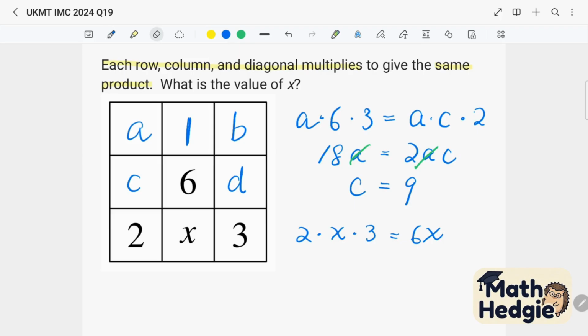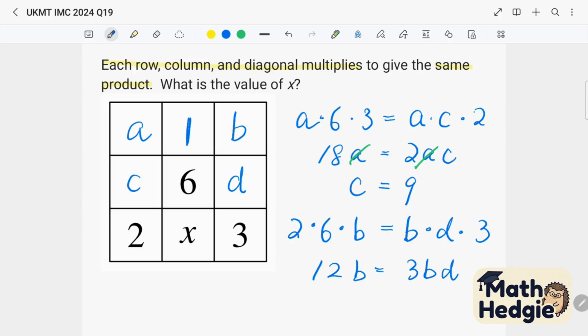Next, we can use the same method to find D. This diagonal's product equals the right column's product. We can set an equation. 2 times 6 times B equals B times D times 3. Then we can cancel out B like we just did. So 12 equals 3D. D is 4. Nice.